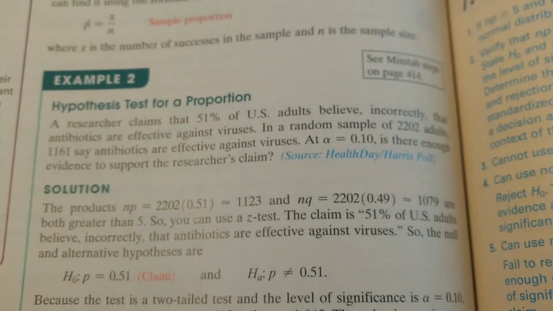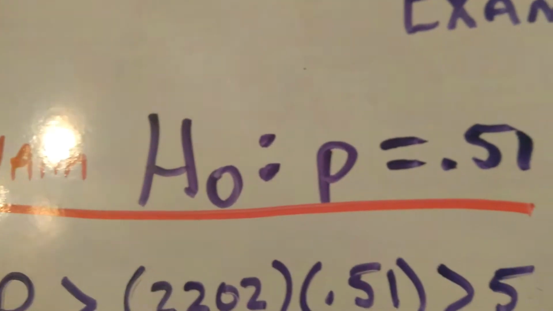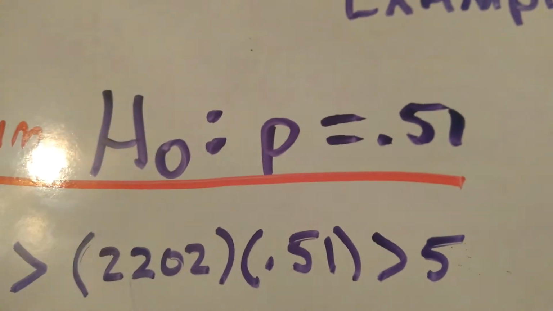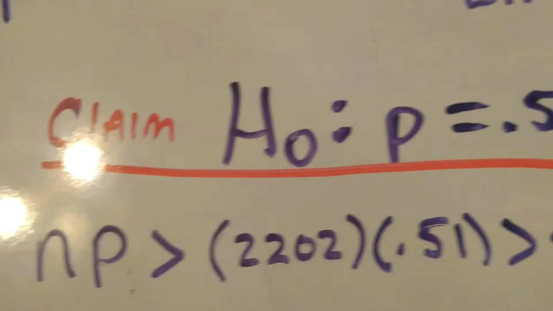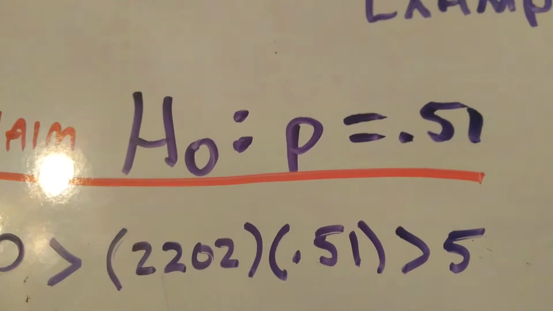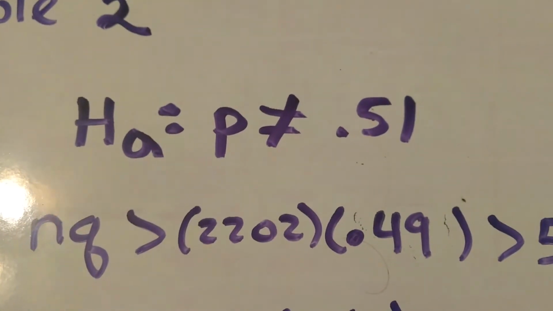So this is an equals. So we're going to make our null hypothesis P, because it's a probability, equals 0.51, and this is our claim. If the null hypothesis is equal, the alternative has to be not equal to 0.51.